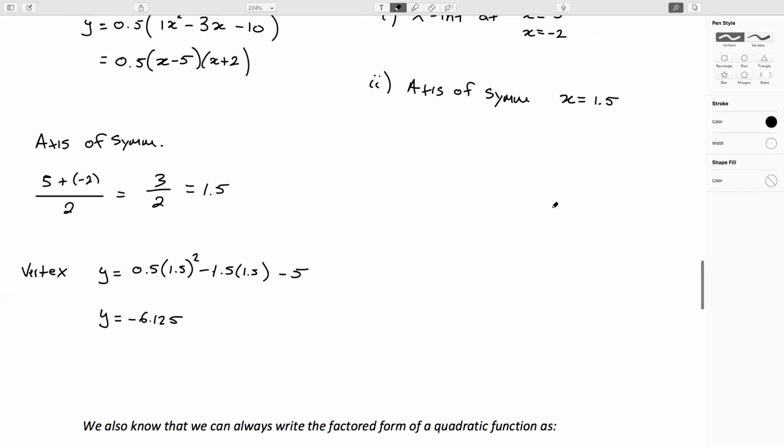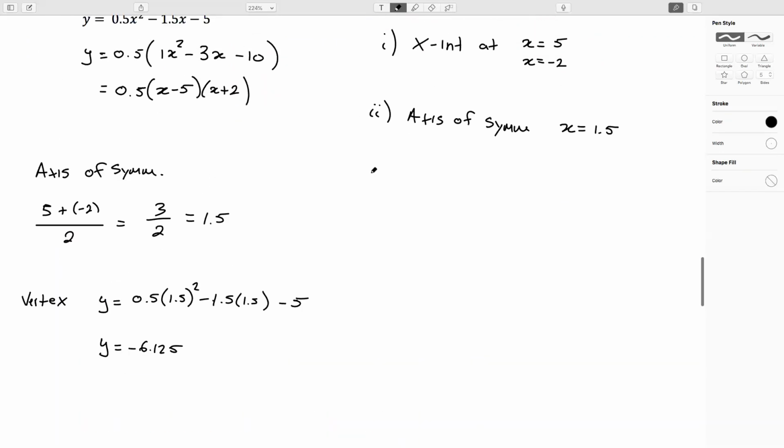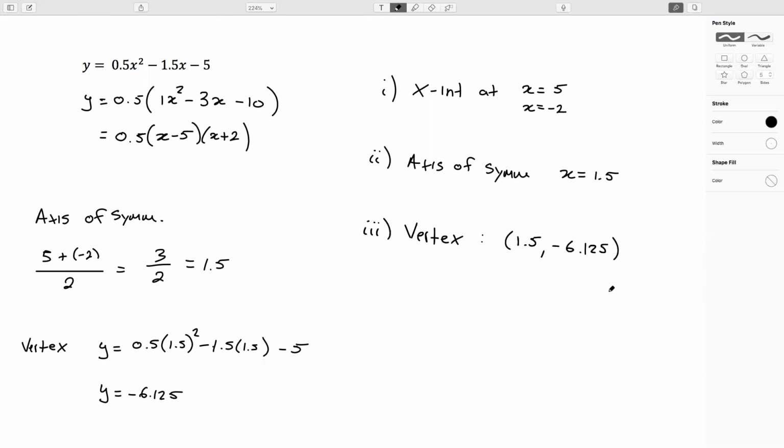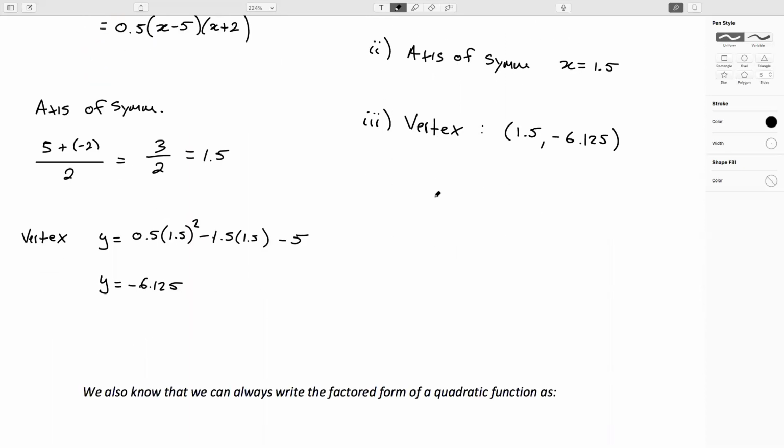All right, so now we've got our axis of symmetry, we've got our vertex. It's going to be at the point 1.5 and minus 6.125. So now we've got our minimum value. I know that the function's opening up because I've got a positive leading coefficient. If I wanted to sketch it, it's very doable now. I'm not going to be very precise about it, but it's going to look like this.